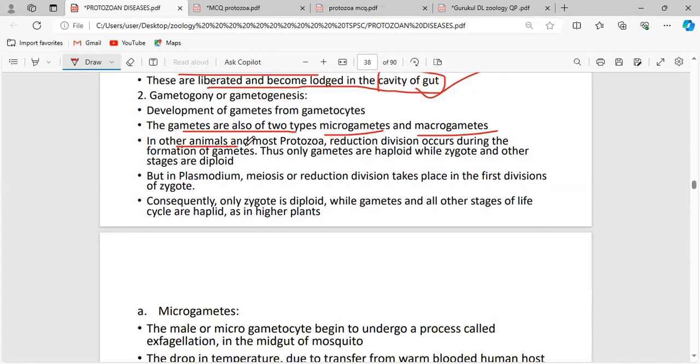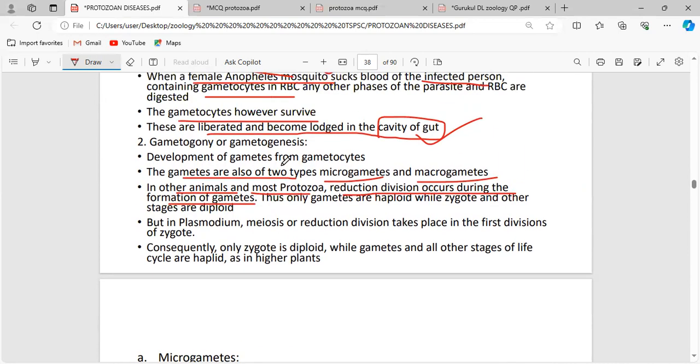Now, in other animals and most protozoa, reduction division also occurs during the formation of the gametes. Which means what? What is a reduction division? It is also called the meiosis process. We have studied that the cycle that takes place in the mosquito is the sexual cycle. In the sexual cycle, in many of the protozoa, we are going to see the mitosis and meiosis process.